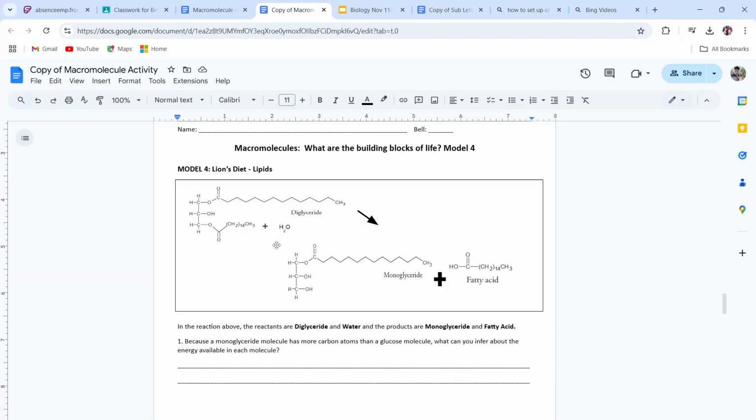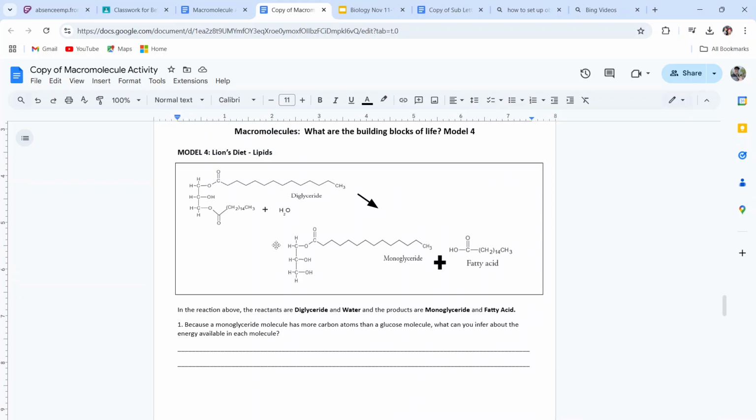Now, as we move into our next model here, we're taking a look at this lipid. Now, this lipid here is what we refer to as a triglyceride. We have this backbone of a glycerol that is connected to a bunch of carbon atoms, which is what these little squiggly lines are supposed to represent. These little squiggly lines are what we refer to as a fatty acid. So it says because of monoglyceride, molecules have more carbon atoms than glucose molecules. What can you infer about the energy available on each atom?